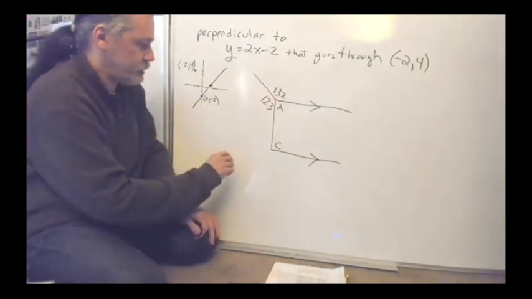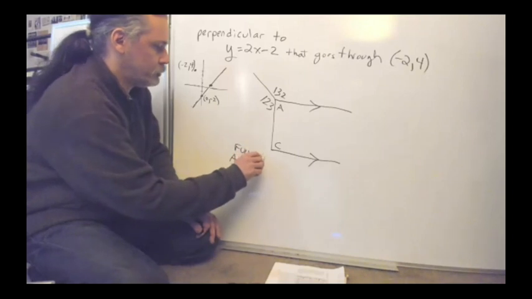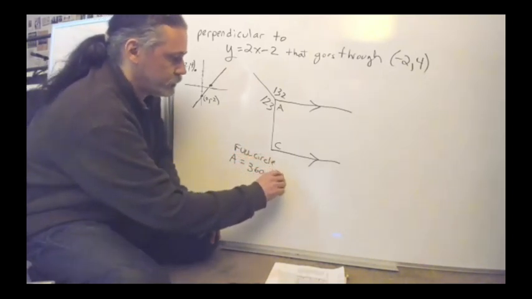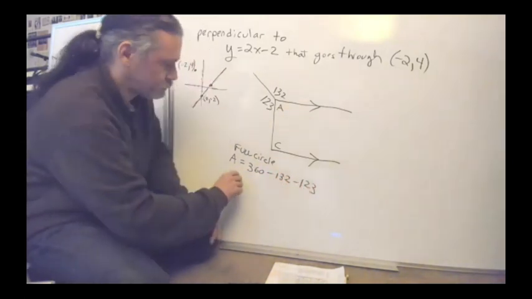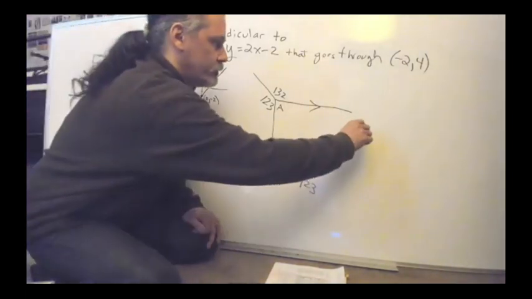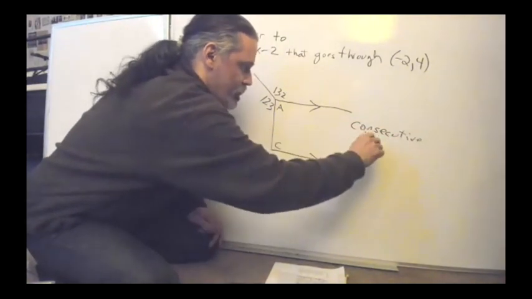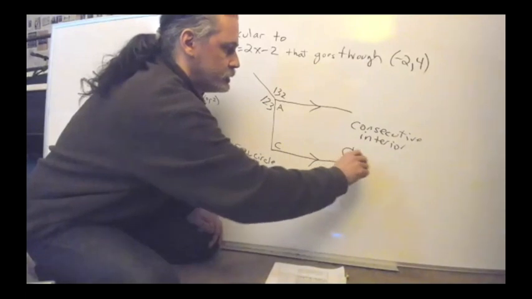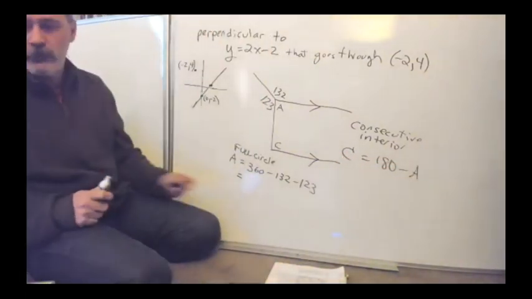Okay, so we get A, because this is a full circle, by subtracting those two from 360. And then we have consecutive interior. So once you get A, you're going to get C by subtracting what you get when you do this problem from 180.